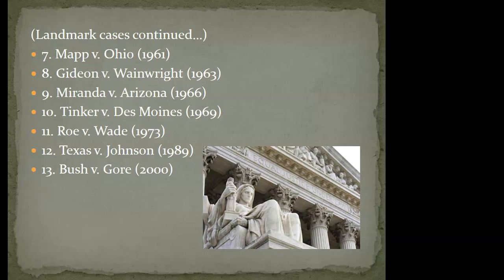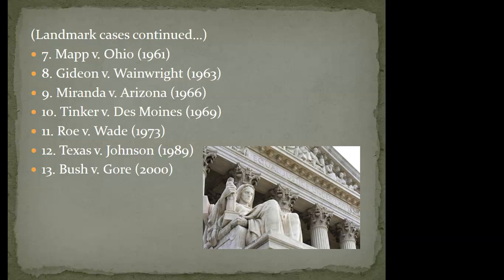You're probably familiar with this one, or at least the result. The case here, Miranda, I will say, not a good person. Miranda had been convicted of kidnapping, rape, and had confessed to that. The problem was that basically Miranda was able to prove that the confession had been kind of coerced because he was not sure of his rights.